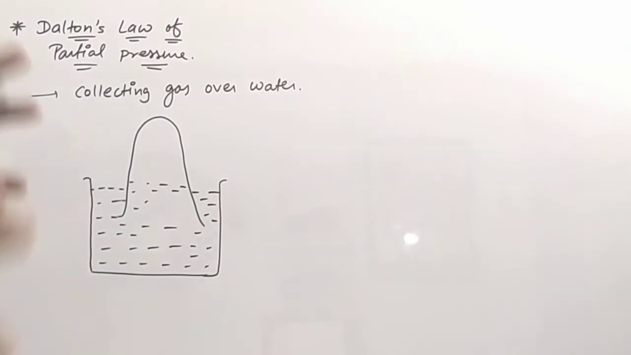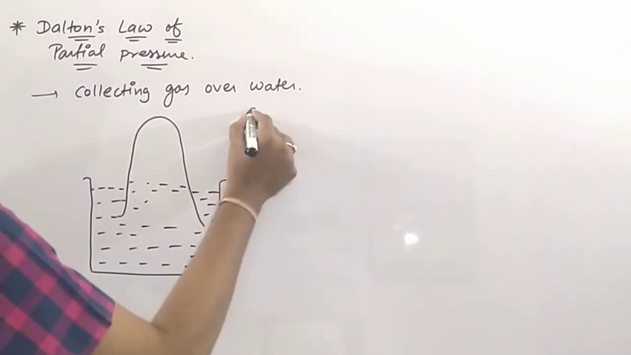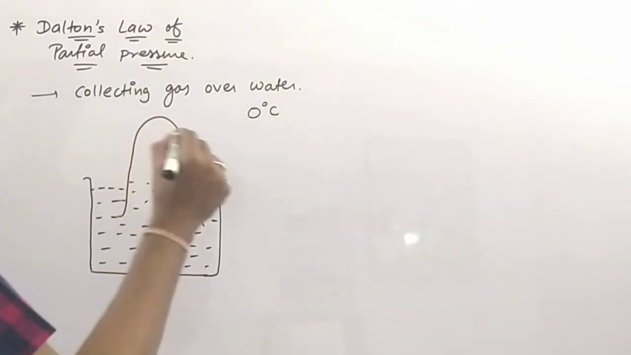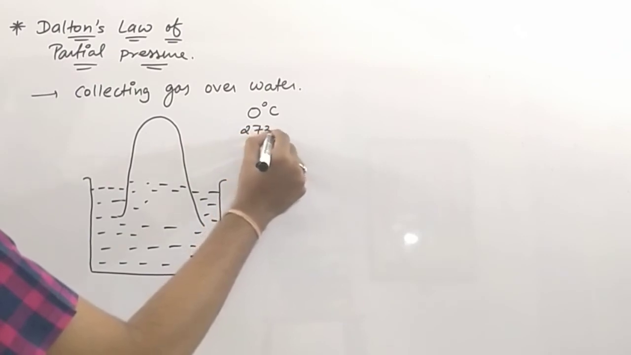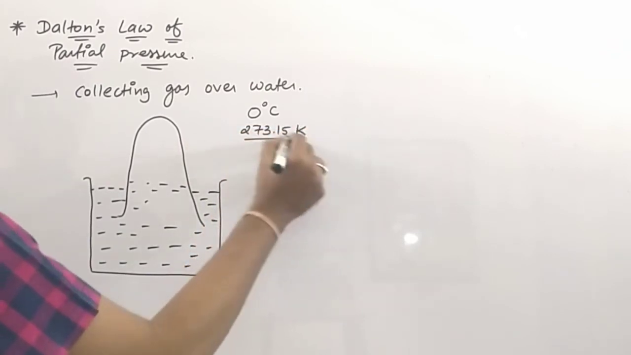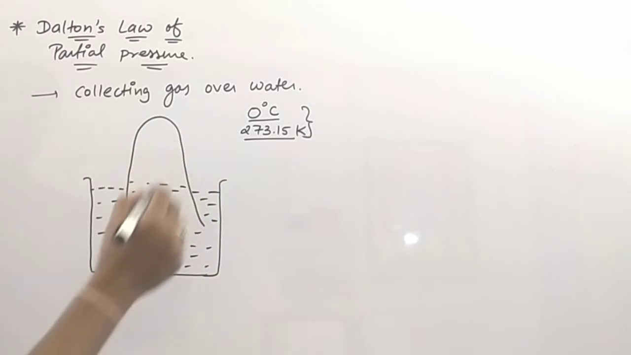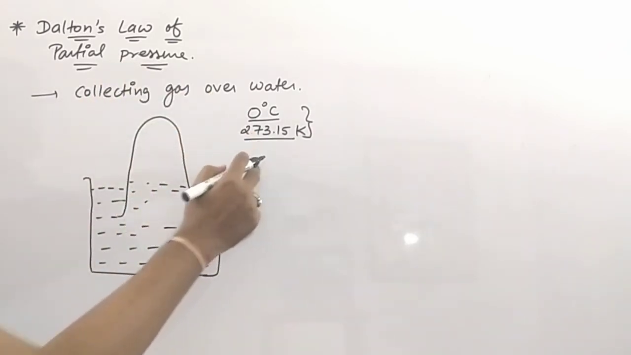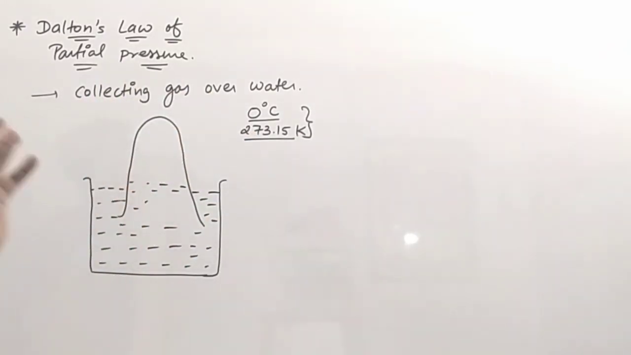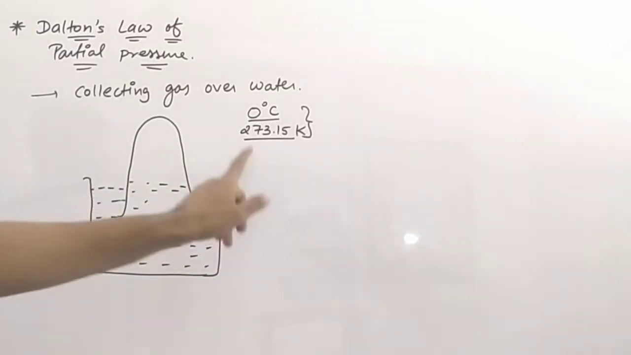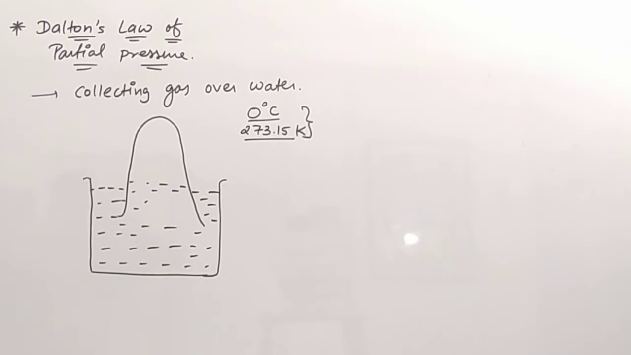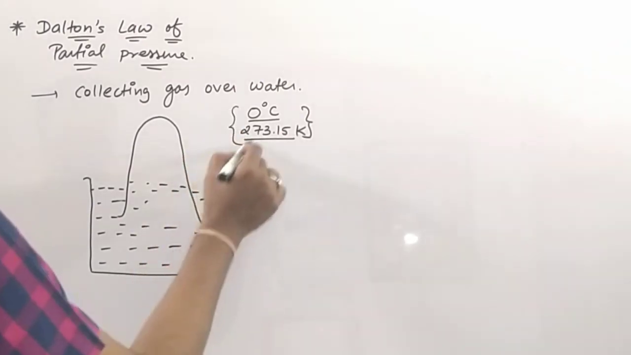Now my dear student, I want to tell you one important thing, that few students have so much misconception. So clear your misconceptions here. If we are talking about 0 degree Celsius, it means 273.15 Kelvin. At this temperature also, water will have some vapor. Still I am telling, at any temperature water will have some vapor on it.